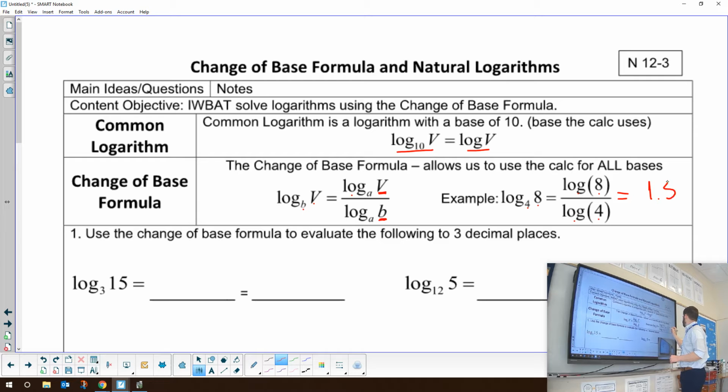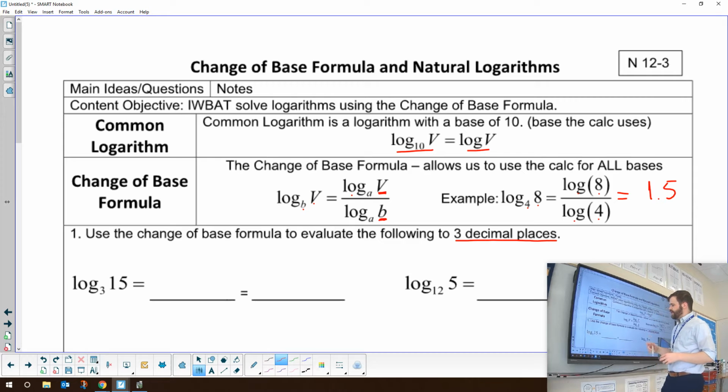Okay, so for your work today, obviously most of your work is going to be on your calculator. But what I want you to focus on is still writing out what you're putting into the calculator, that way I can see it. And we need to make sure that we also focus on rounding our answers to 3 decimal places. So we're going to get some practice doing that together today.